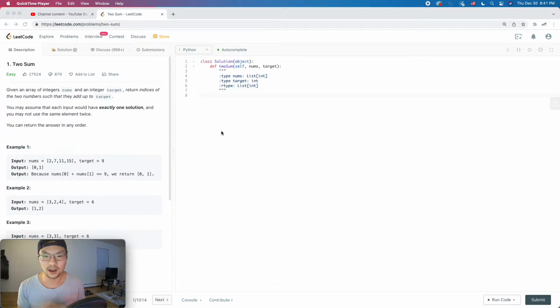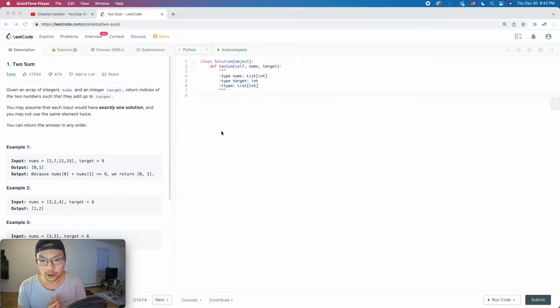We're given an array of integers called nums and a target. Return the indices of the two numbers such that they add up to the target. You may assume that each input would have exactly one solution. Okay, so we're going to have one solution and you may not use the same element twice. You can return the answer in any order.